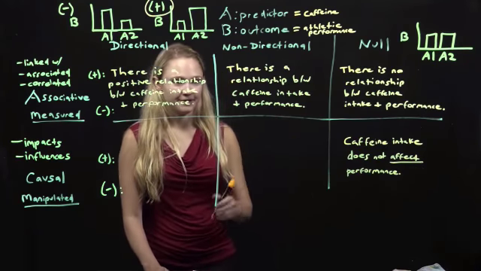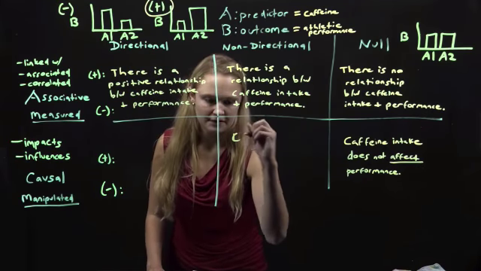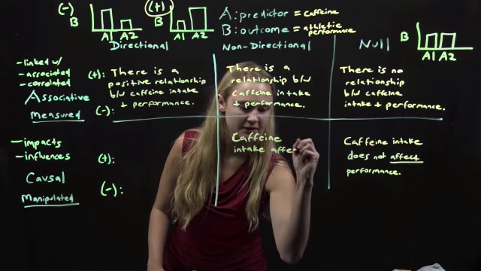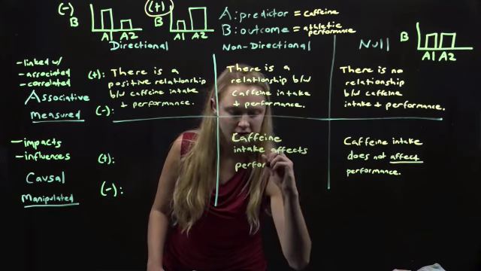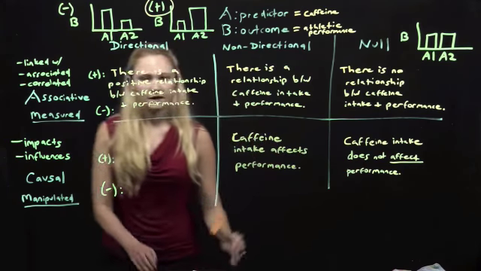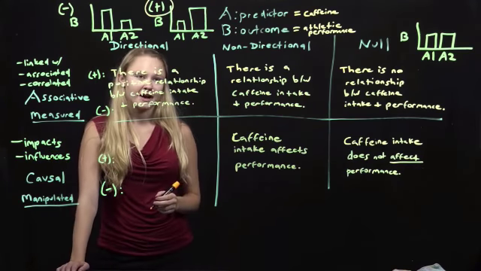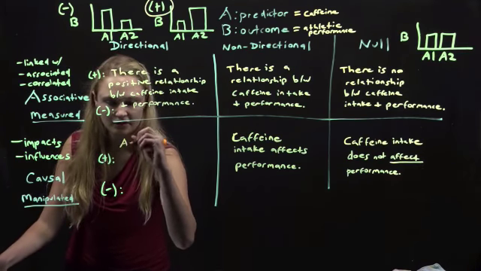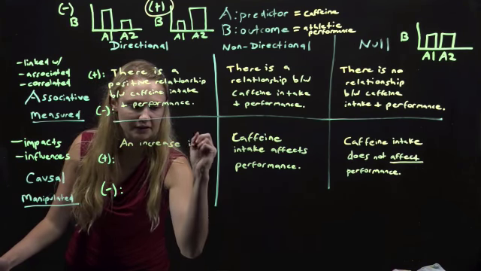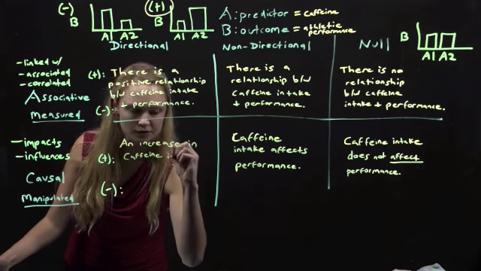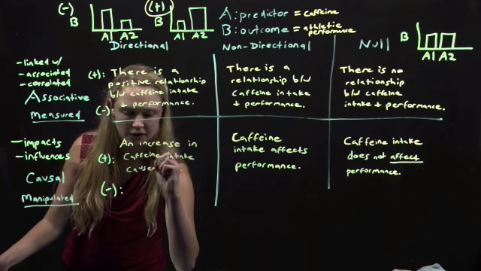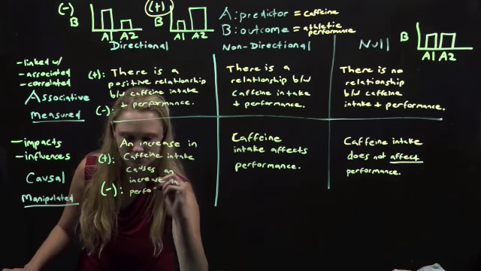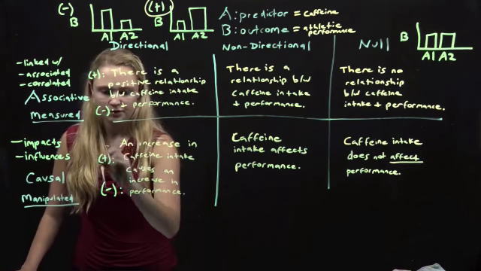And for the non-directional hypothesis, we can say that caffeine intake affects performance. So we're not giving it a direction. Could positively or negatively. And for directional, we're going to again stick with the researcher thinking that caffeine increases performance, but now we're going to write it in a causal format. So you can say an increase in caffeine causes an increase in performance. So we do both of these positive.